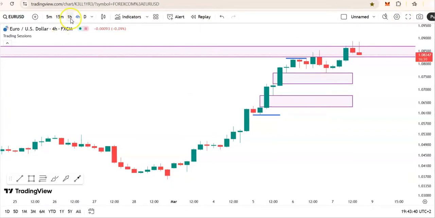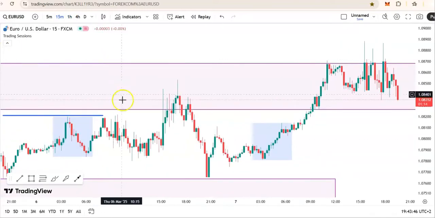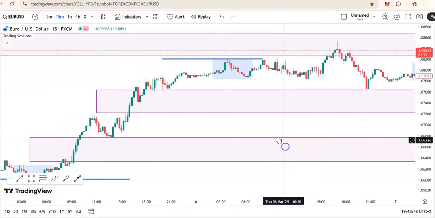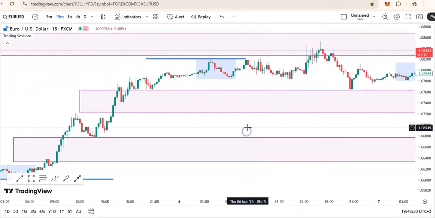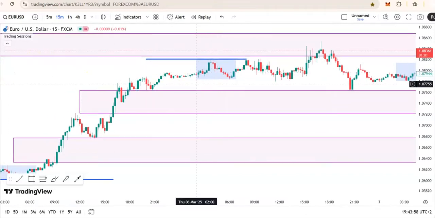So let's jump to the 1-hourly time frame, or better, the 15-minute time frame here, so you'll be able to see clearly. So here, as you can see, this was the 4-hourly swing high. What do we notice here? This is the blue box. As you can see, this is the Asian session range. So this is our accumulation.